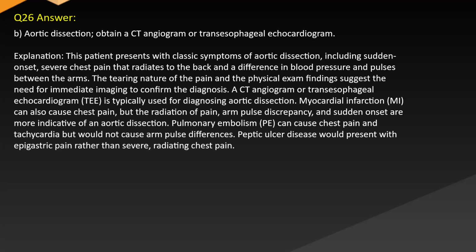Myocardial infarction can also cause chest pain, but the radiation of pain, arm pulse discrepancy, and sudden onset are more indicative of an aortic dissection. Pulmonary embolism (PE) can cause chest pain and tachycardia, but would not cause arm pulse differences. Peptic ulcer disease would present with epigastric pain rather than severe radiating chest pain.